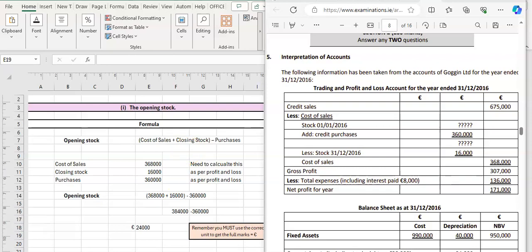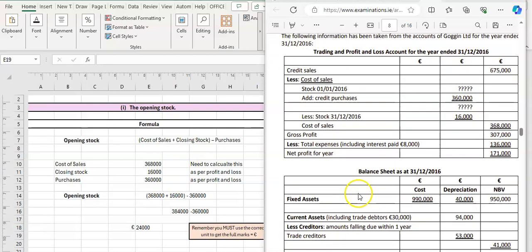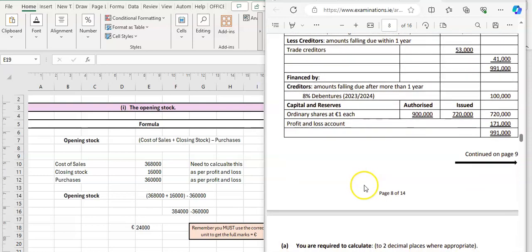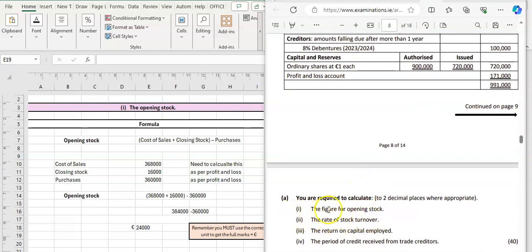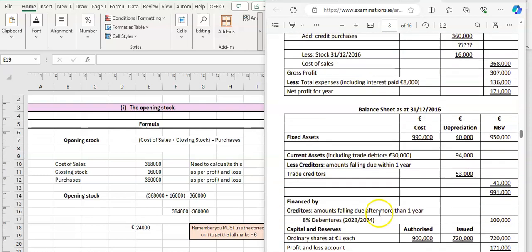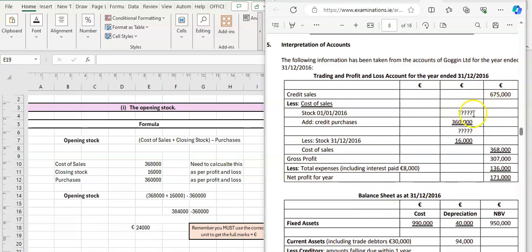Okay, so let's have a look at Goggin 2017, ordinary level question 5. And we're looking at the first adjustment, which is the figure for opening stock. So we look here at our profit and loss account. It doesn't give us our opening stock figure here, but it gives us all the other figures: our purchases, your closing stock, and your cost of sales.